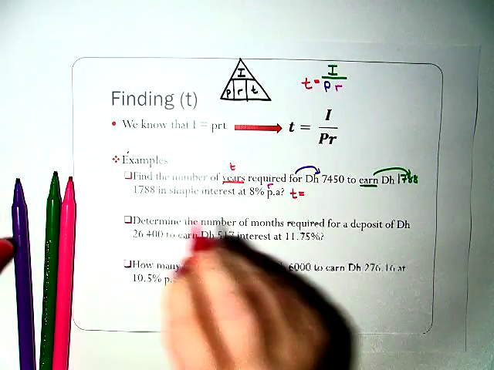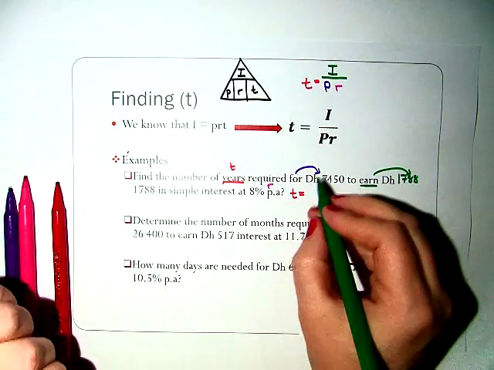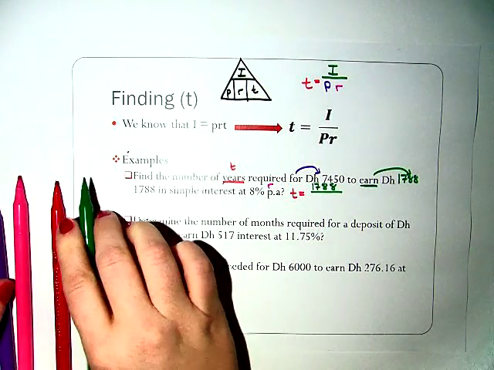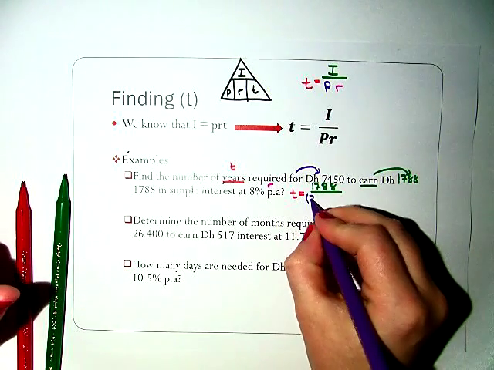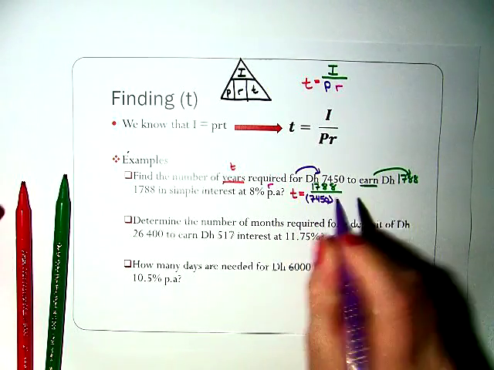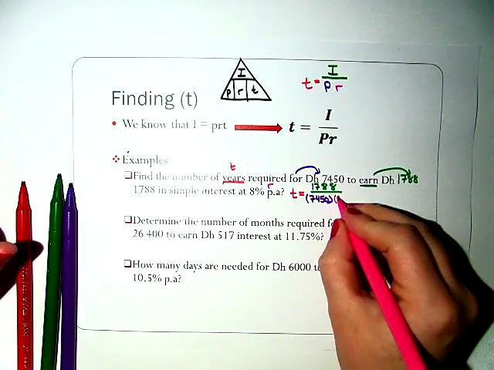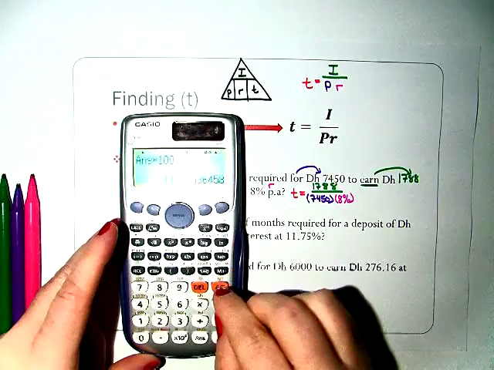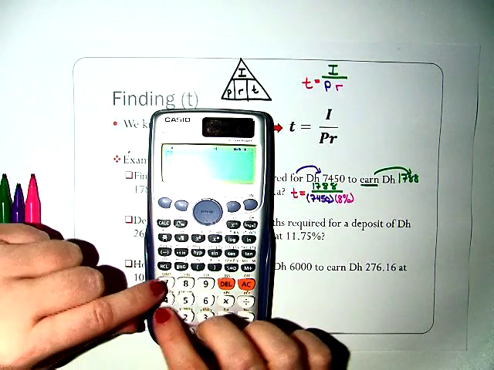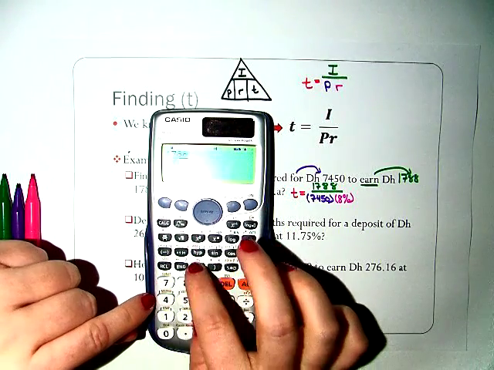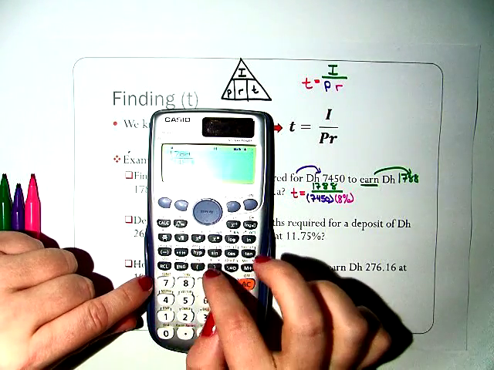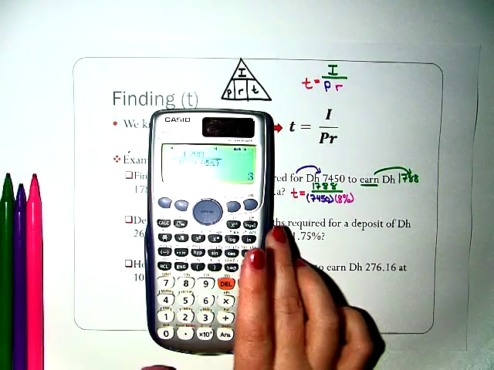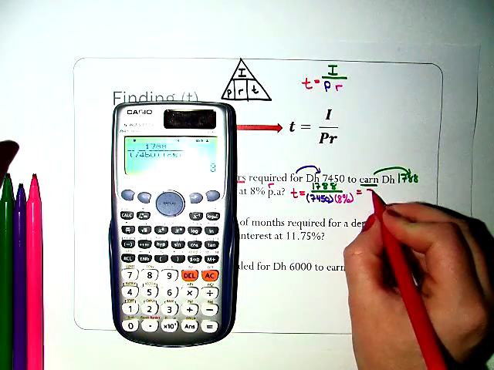T equals our interest, 1788, over the principal, 7,450, and the rate, 8%. So we're going to set this up in the calculator just as it is seen. 1788 over 7450 times 8% simple, and I get that the time in years is 3.